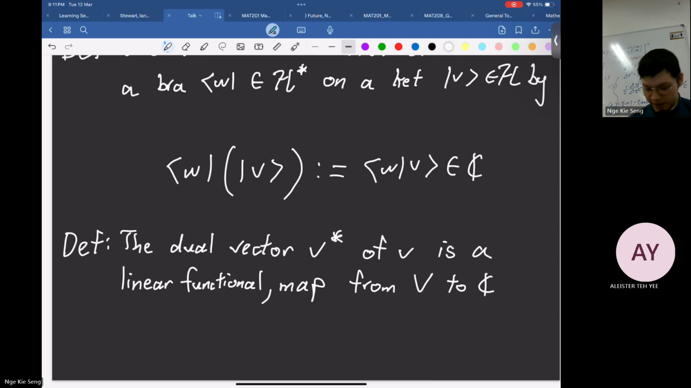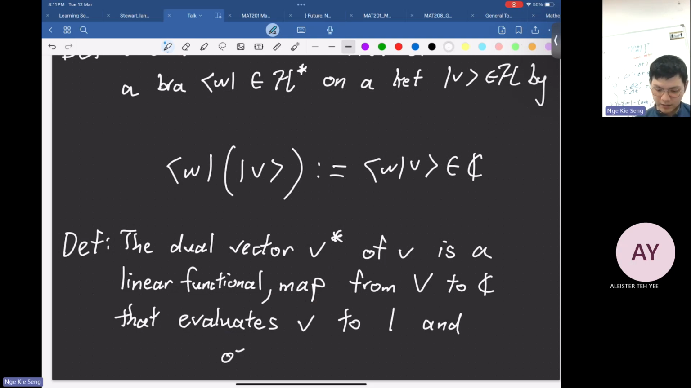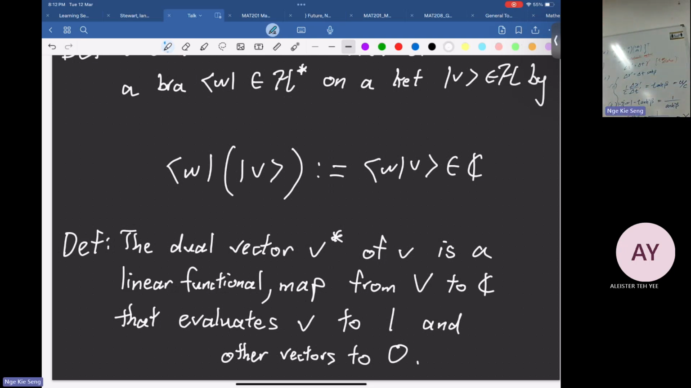Okay, it is the linear functional that evaluates V to 1 and other vectors to 0. Okay. So meaning if I take V star on V, I get 1. V star on everything else, I get 0. Okay, good. That's all for this part here.